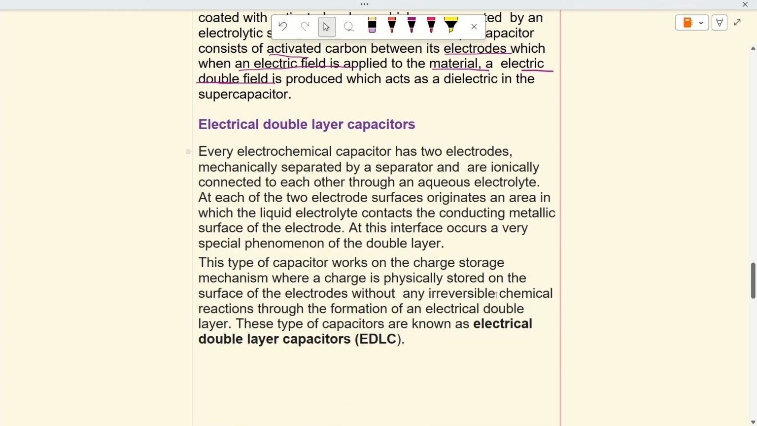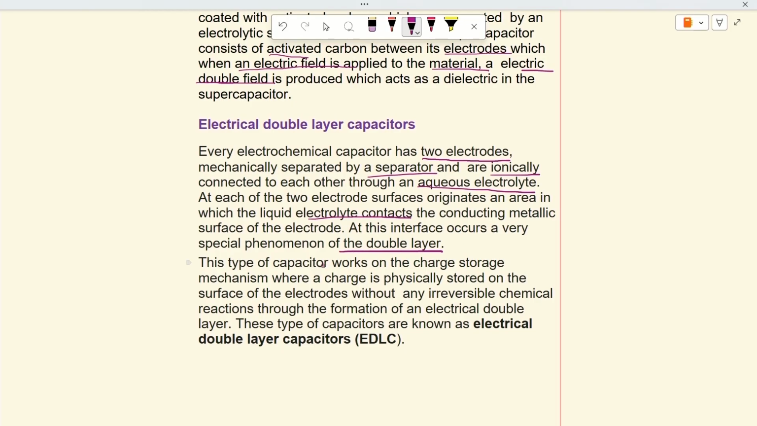The electrical double layer capacitors have 2 electrodes. Okay. They are mechanically separated by a separator and ionically connected through an aqueous electrolyte. Okay. Each of the 2 electrode surfaces originates an area in which the liquid electrolyte is in contact with a conducting metal surface. At this interface occurs a very special phenomenon of double layer.